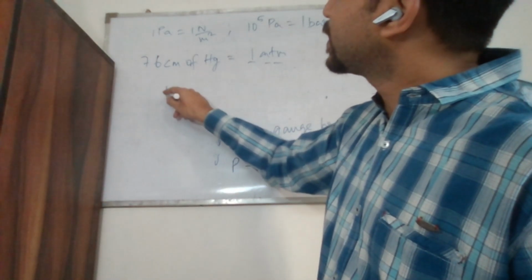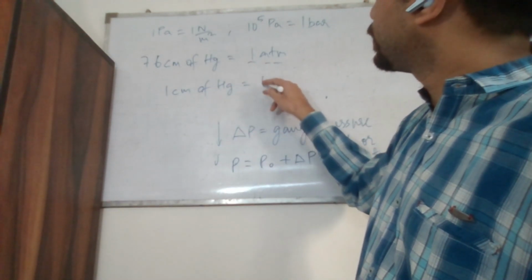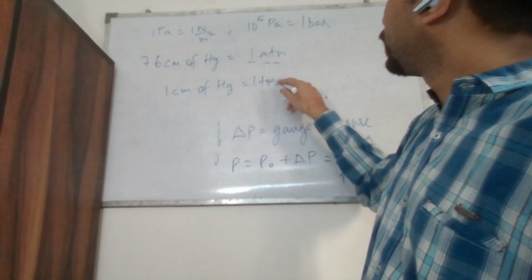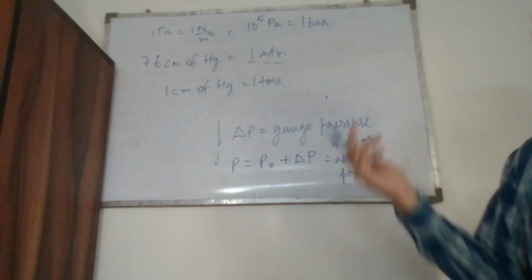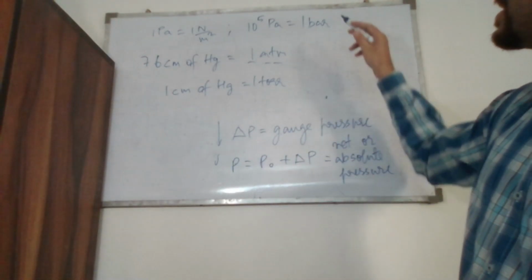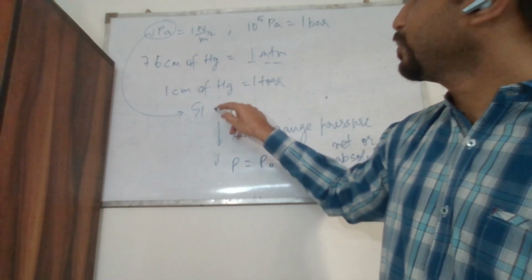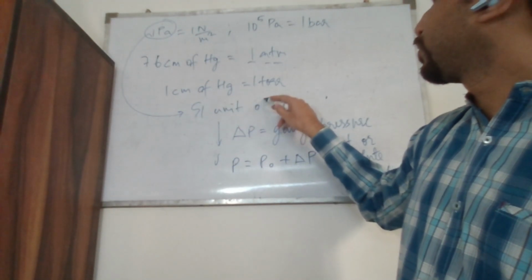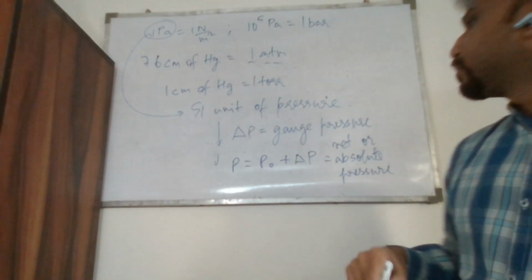Then 1 centimeter of mercury is also equal to 1 torr. This is also a unit of pressure which we may encounter sometimes. But the SI unit of pressure is 1 Pascal only. This is the SI unit. So moving on.